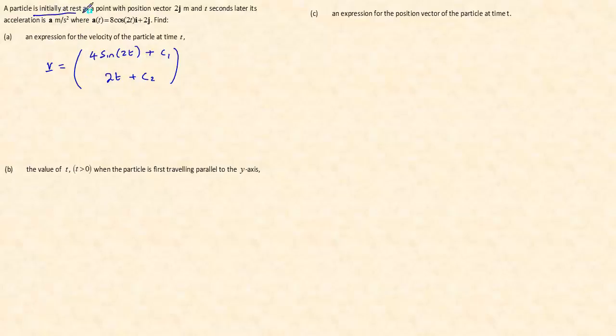Now we know it's initially at rest. So when t is 0, it would be at 0, 0. Now sine of 0 is 0, 2 times 0 is 0. So c1 and c2 are equal to 0. So v of 0 is 0, 0, which in this case means that c1 is 0 and c2 is 0. And therefore our velocity is 4 sine 2t and 2t.